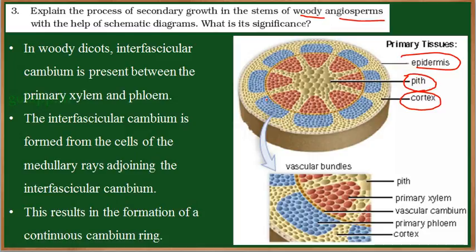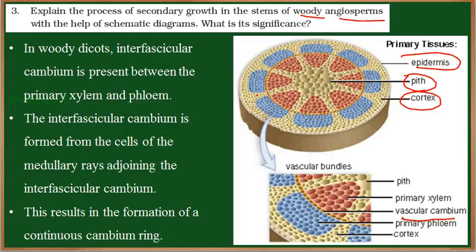Now here the vascular tissue, xylem and phloem, is arranged in the form of a ring. So here we can see the primary xylem, which is brown in color, and the primary phloem, which is blue in color. Now in between the xylem and phloem, there is a layer of cells which is brownish, and these are called vascular cambium. They are formed by the joining of the medullary rays.